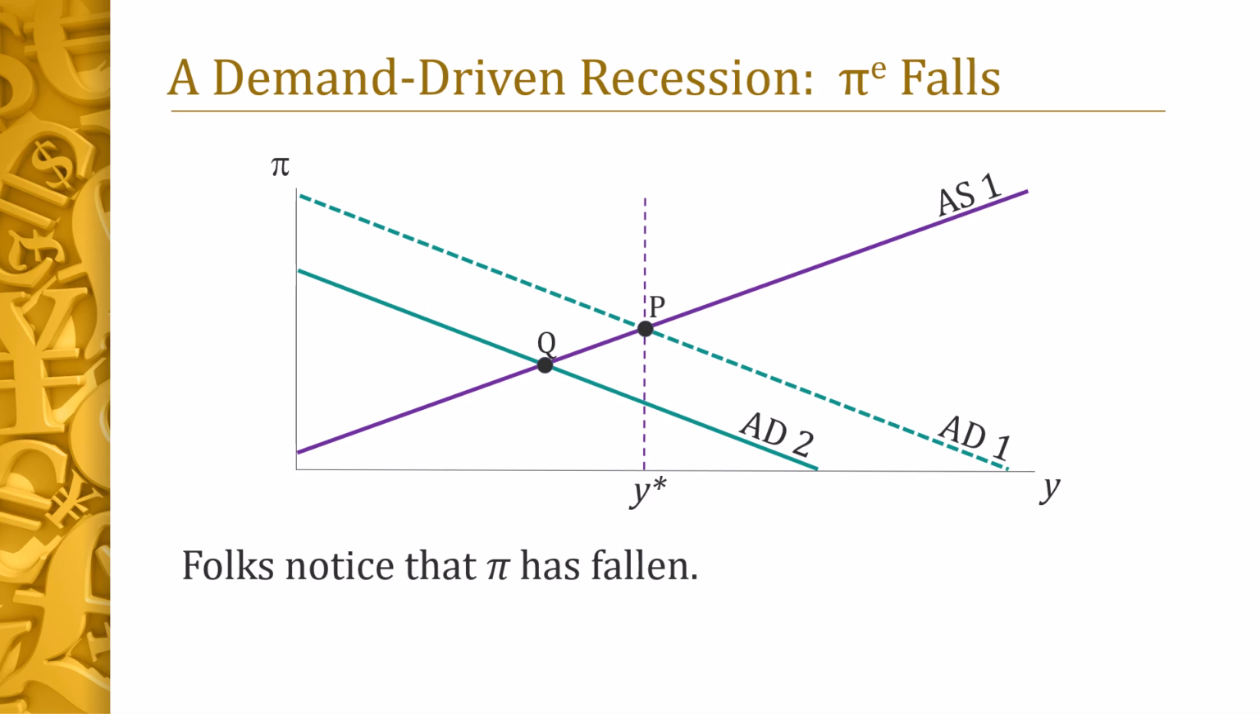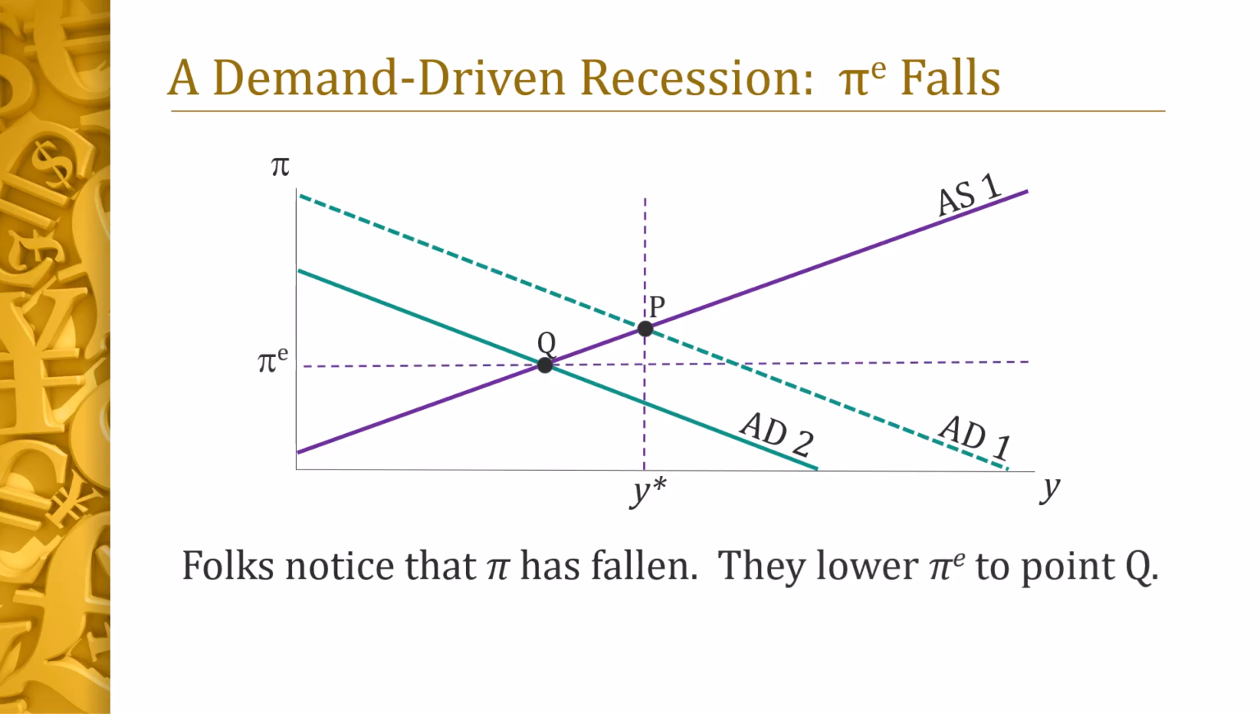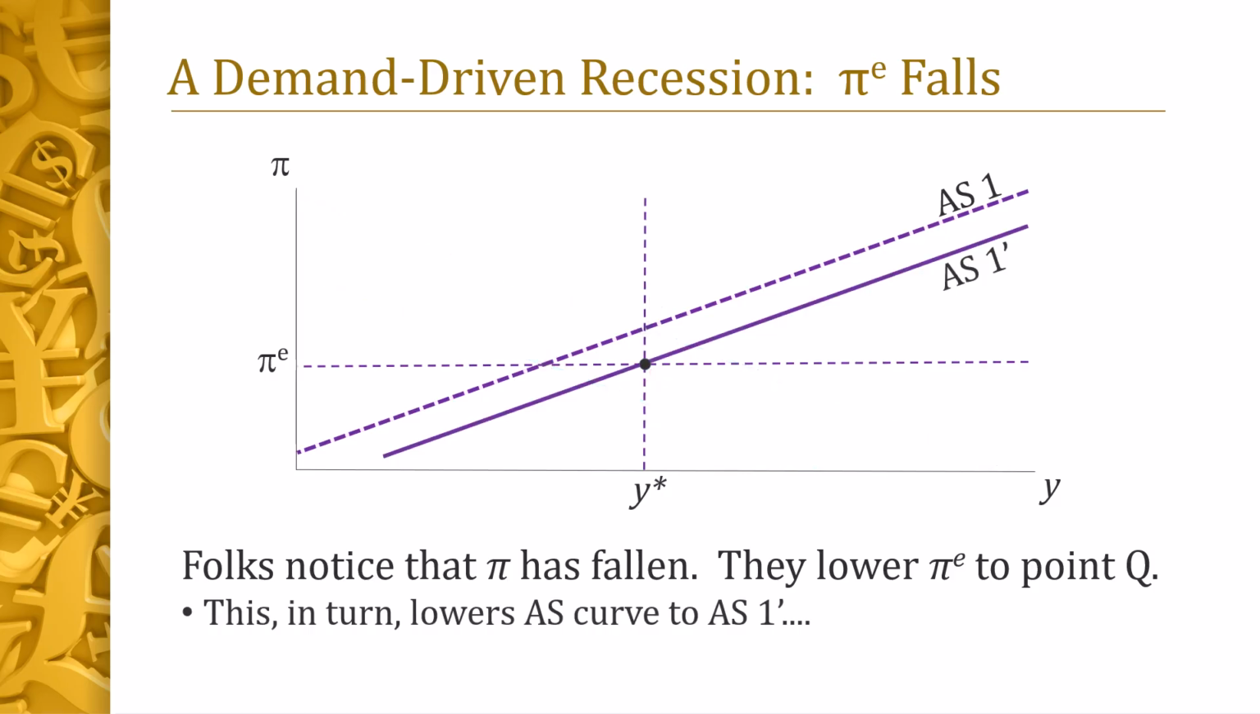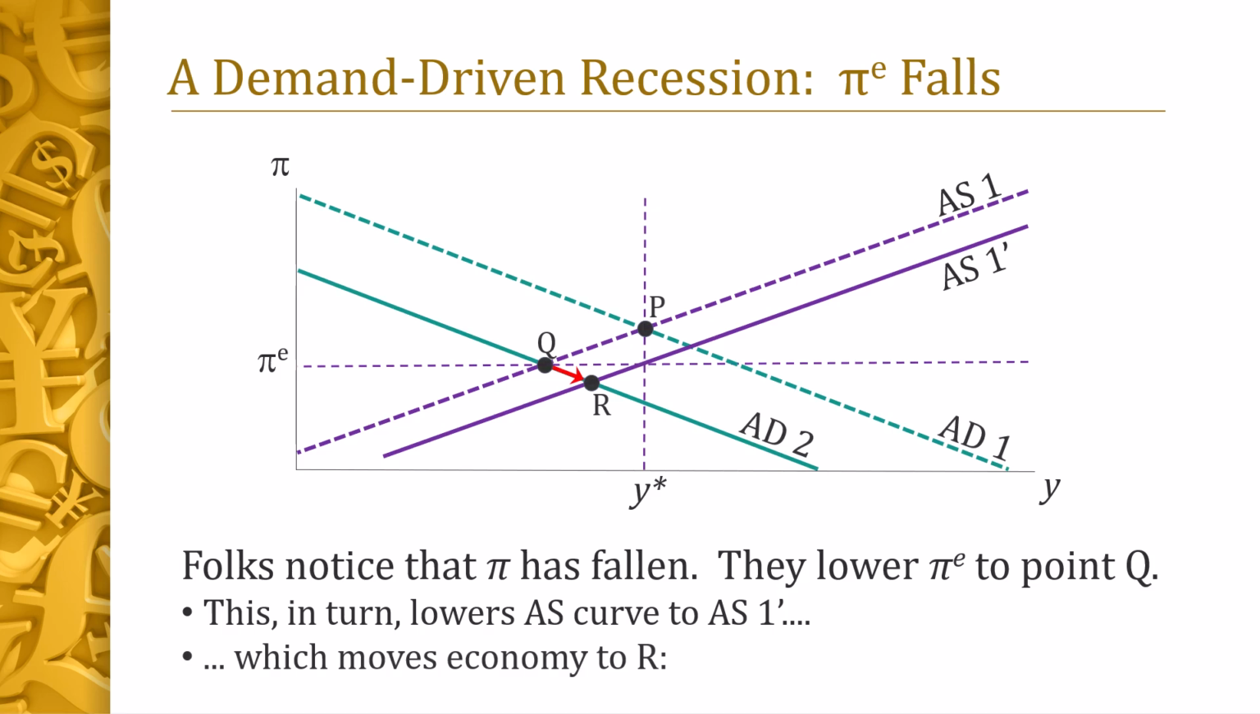Households and firms then notice that inflation has fallen. This lowers their inflationary expectations. For simplicity, we assume that their new expected inflation equals the actual inflation that they observe at point Q. Since, moreover, the AS curve must always go through the intersection of the potential output line with the expected inflation line, the AS curve falls to AS1 prime as shown. This decline in the AS curve gives rise to a new equilibrium at point R.